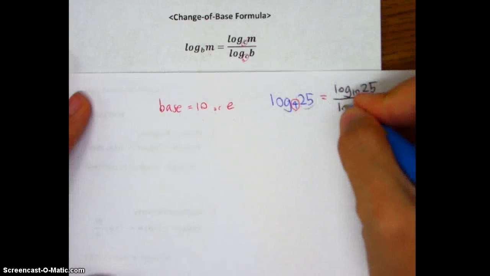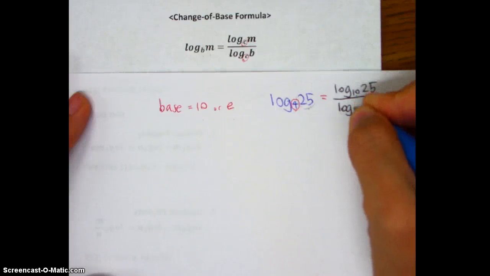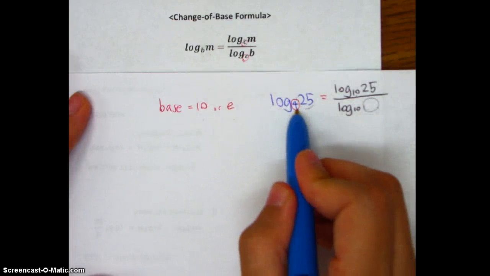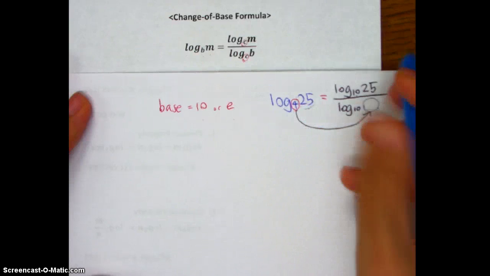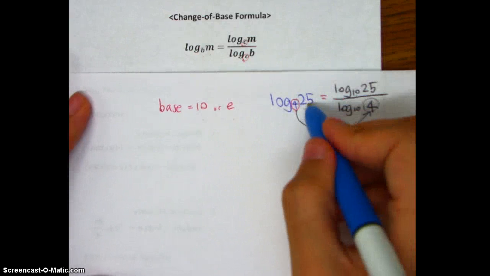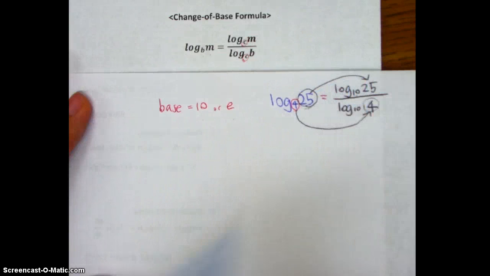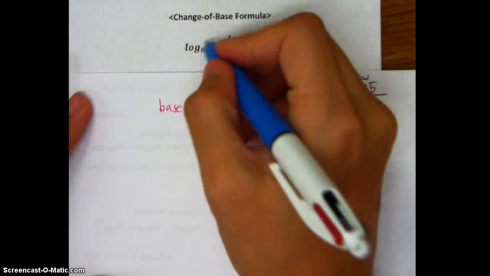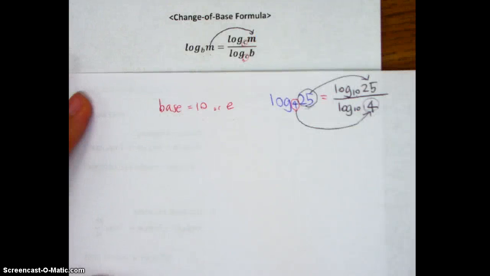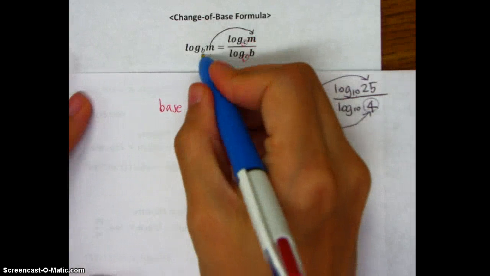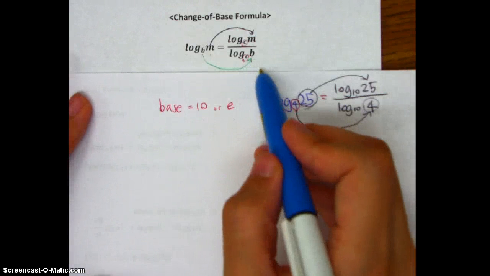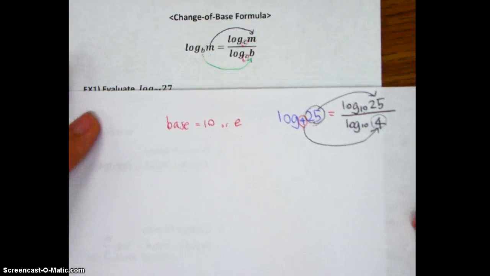For the bottom logarithm, I use the same base that I used for the top, which is 10. And then for the argument of the bottom logarithm, I'm going to use the old base. So that number becomes the new argument, and this number just goes to the top. So that's what this means. When you change to a new base, the argument becomes the argument of the numerator, and the base, which is b, becomes the argument of the denominator. So let's go through some examples.